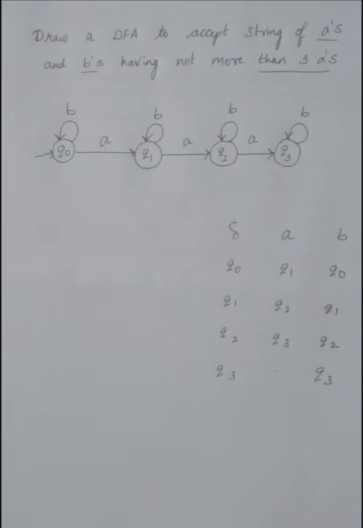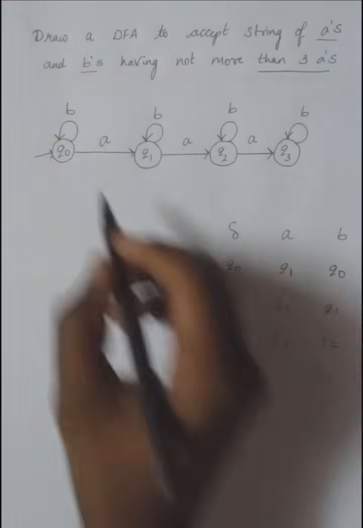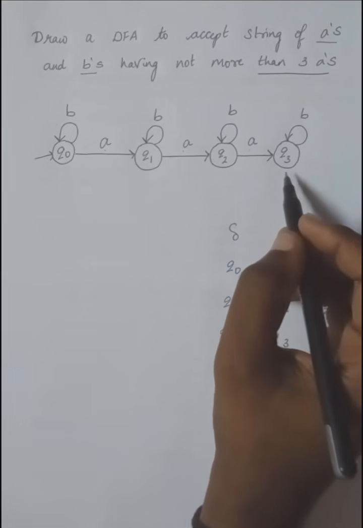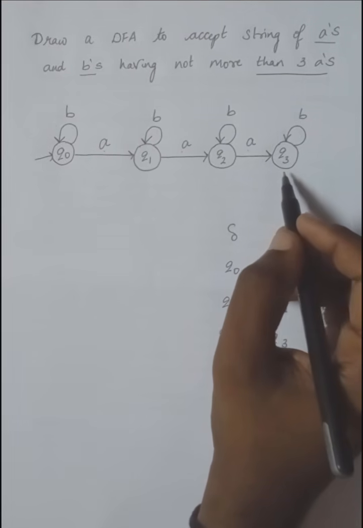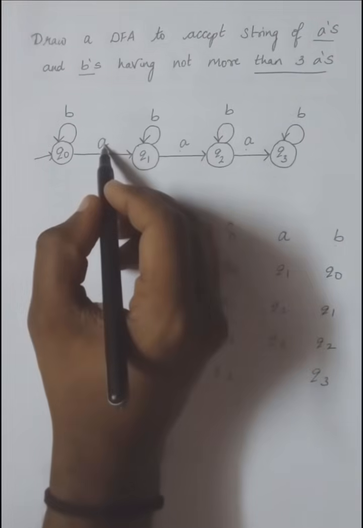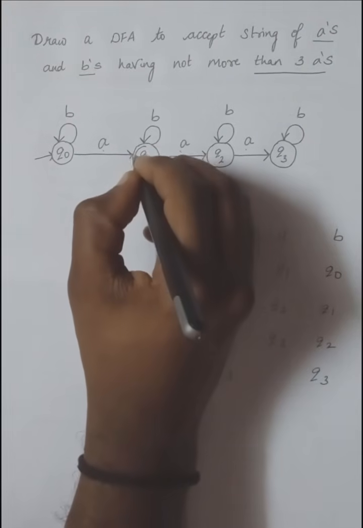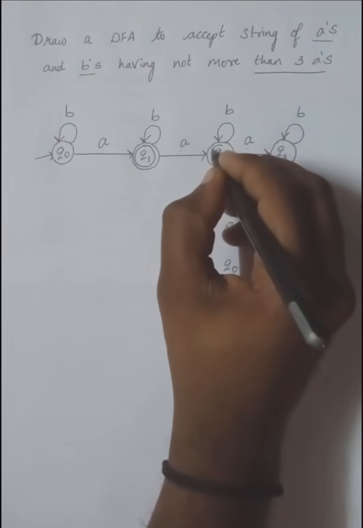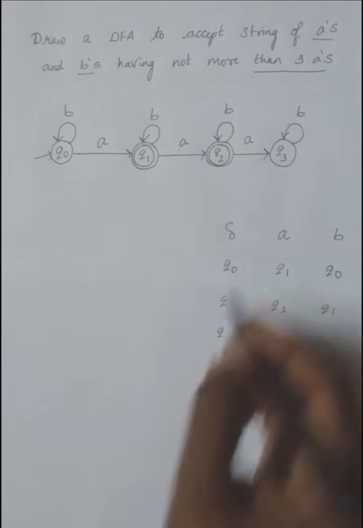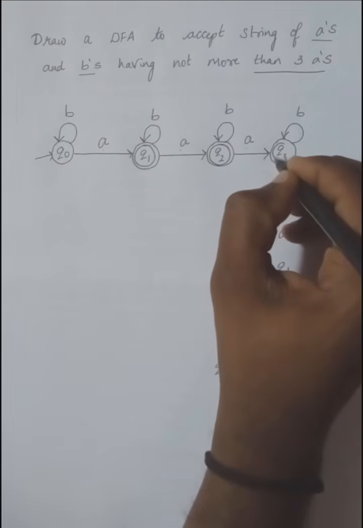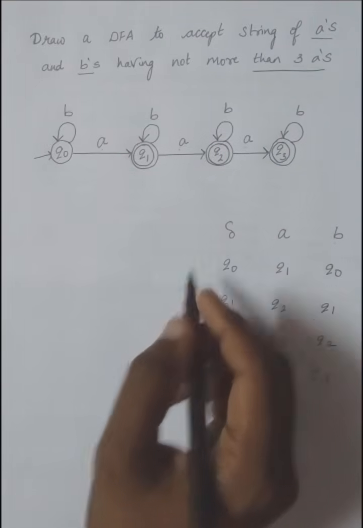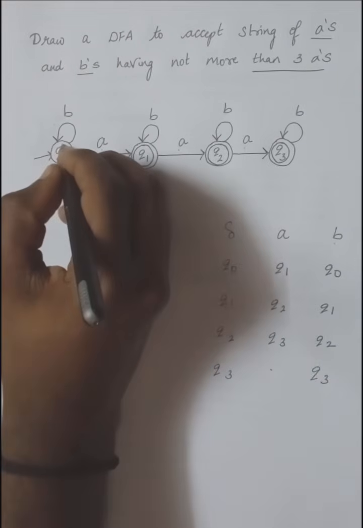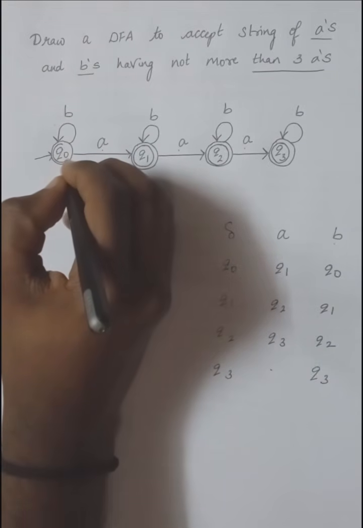Now our main condition is not more than 3 A's, so after 3 A's we can't continue. First we'll define the final states. After 1A our machine can stop, so we make this a final state. After the second A our machine can stop, so that will also be a final state. After the third A we can stop our machine. And one more condition: without any A our machine can also stop and work, so we'll make Q0 a final state as well.